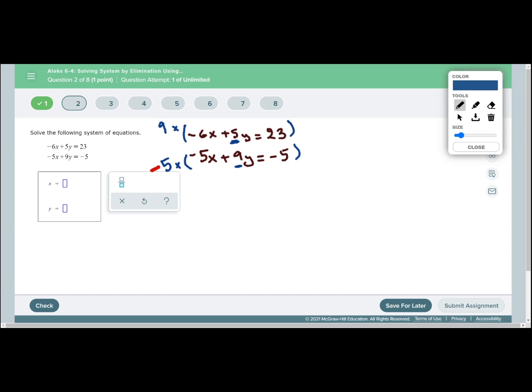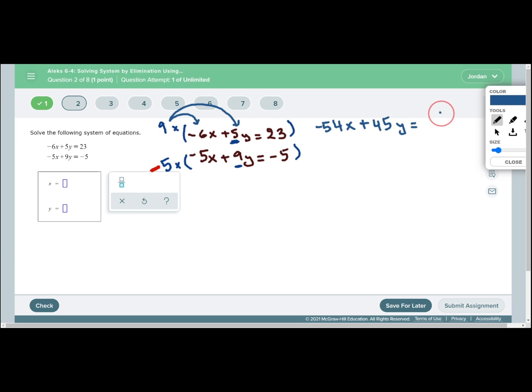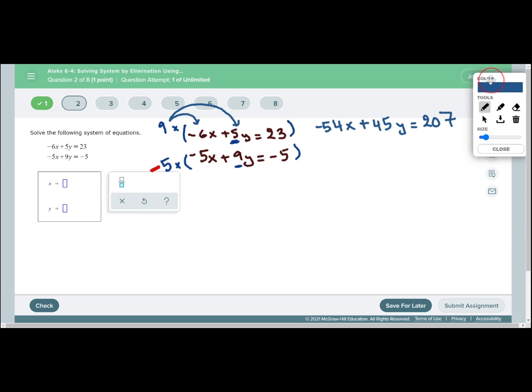All right, so now we're going to distribute 9 into the parentheses. 9 times -6 is -54x. 9 times +5 is +45y. 9 times 23 is 207. Okay, so let me check. 9 times 23, 207. Good. All right, now we're going to do -5.